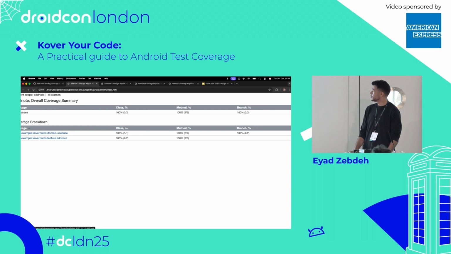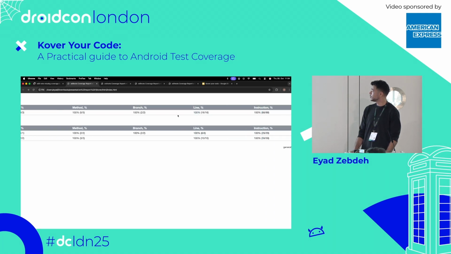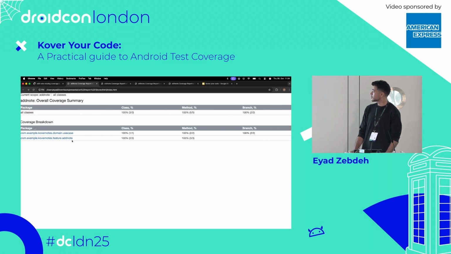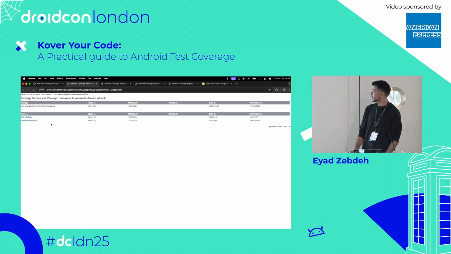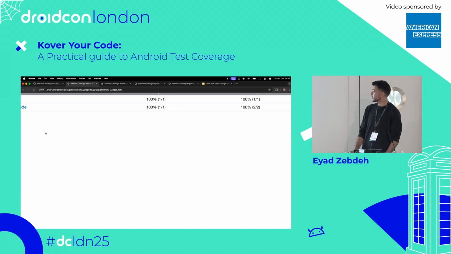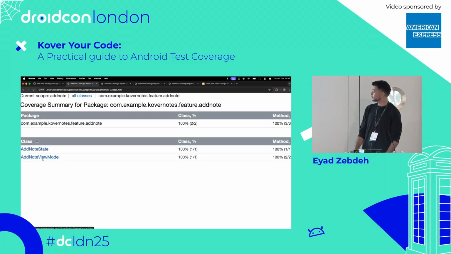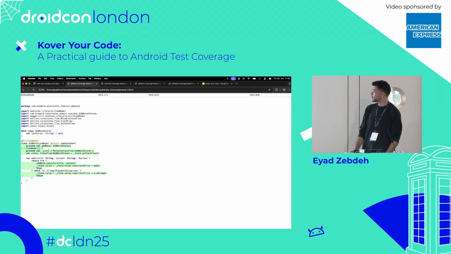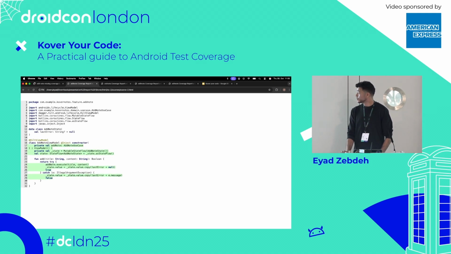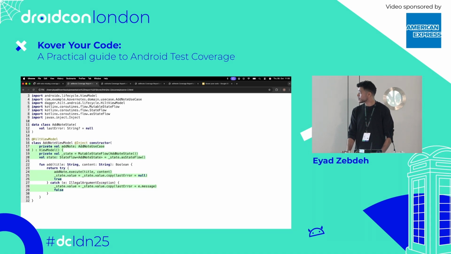And if you open it, you will see that there's a report. It's going to show you the line coverage, the branch coverage, class coverage also. And as you can see here, this one is fully covered. It's all 100%. If you go to any package and any class, for example, this one, you will see a detailed report of your actual code. And as you can see, this one is fully green because everything is tested.